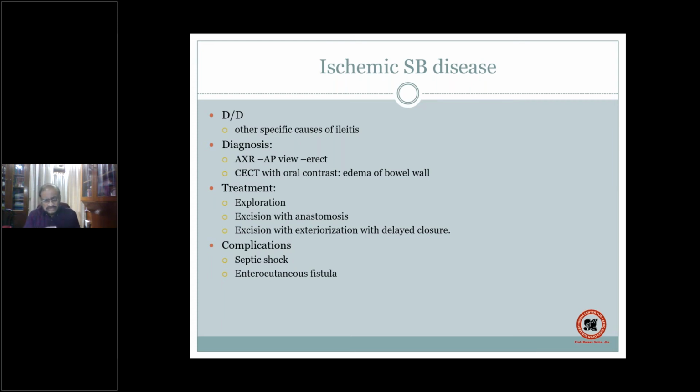You've done an anastomosis, this patient can leak in the postoperative period, right? That is why exteriorization is important. This patient cannot leak. Why? Because both the ends of the bowel are out into the exterior. Complications: septic shock and enterocutaneous fistula, both of them are usually mortal and they kill the patient.